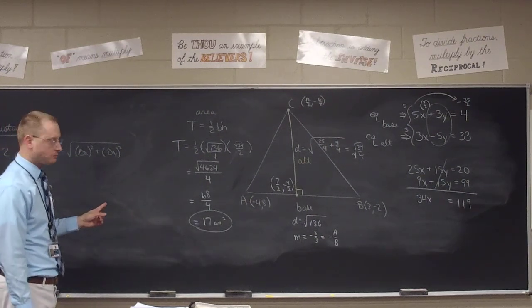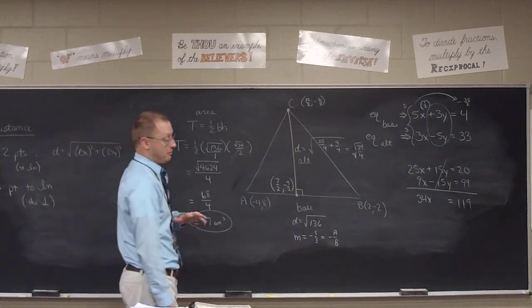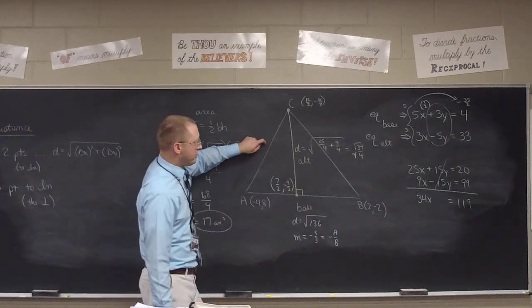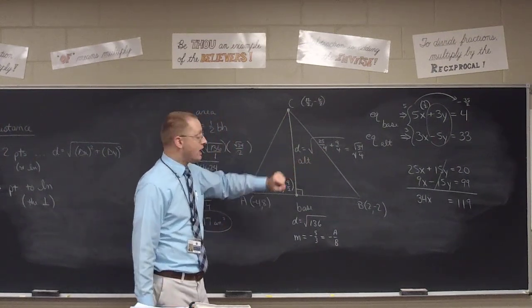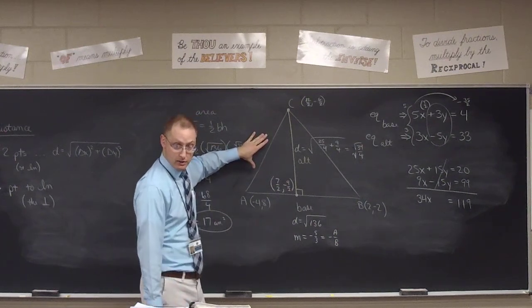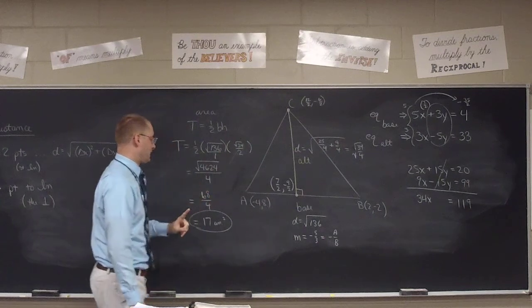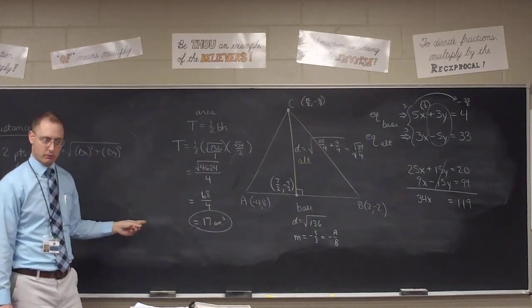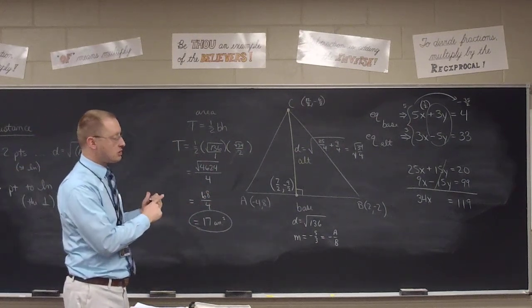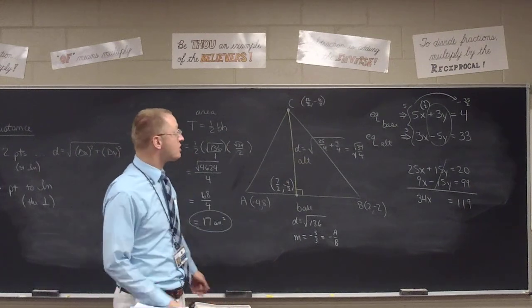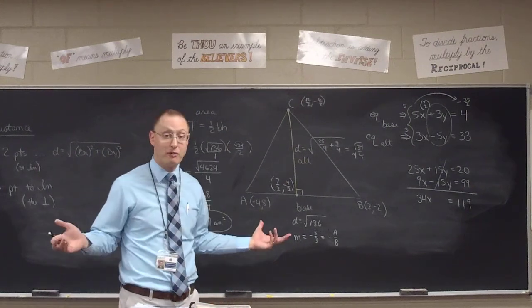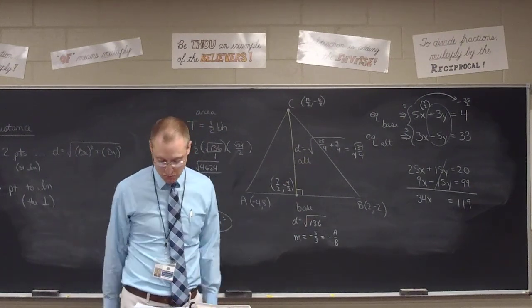Questions on this? By the way, it would have worked the same, and for sake of time we won't show it, no matter which side he had picked as his base. Now he would have had a different length for his base, and the altitude would have also had a different length, but it would have worked out to 17 square units, regardless of what he picked. Questions on this? Might have been easier if he picked a different side, might have been harder. We'll never know, because we're not going to do it because we're lazy.